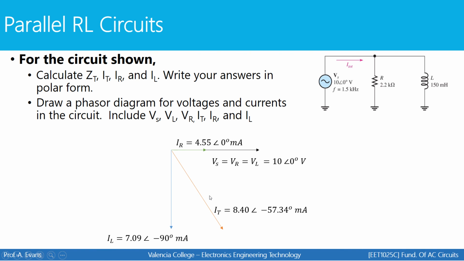And then the total current lies somewhere in the middle with a phase angle that is negative, indicating that the total current is lagging the source as well by 57.34 degrees. And this is how we analyze a parallel RL circuit.